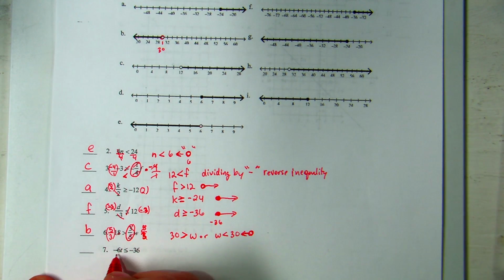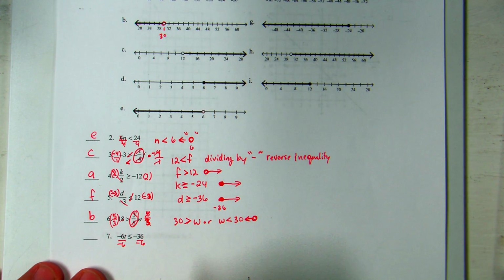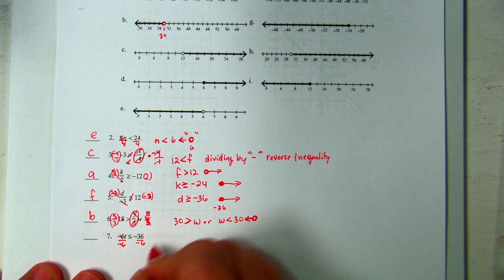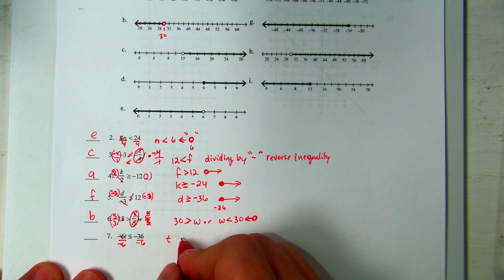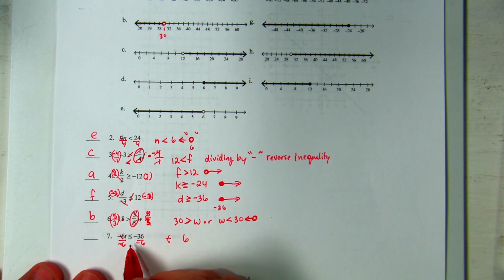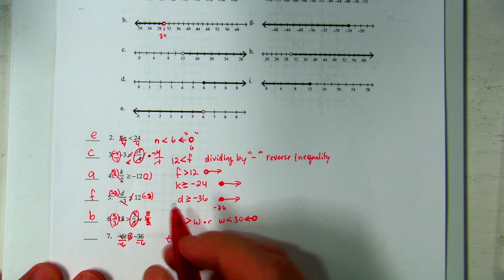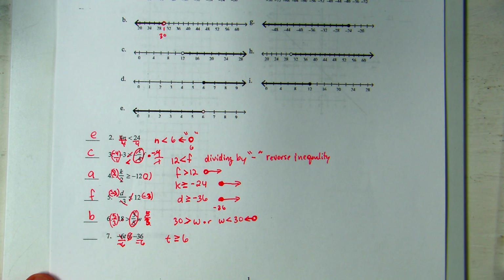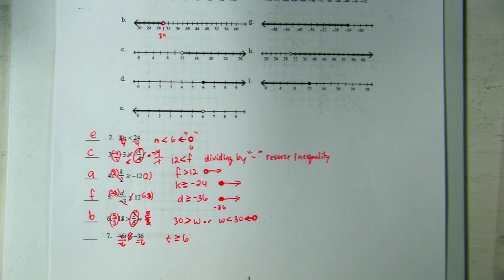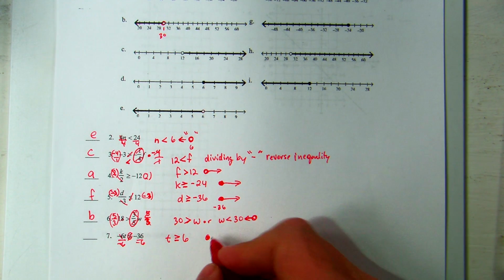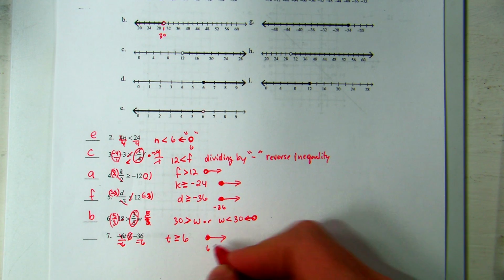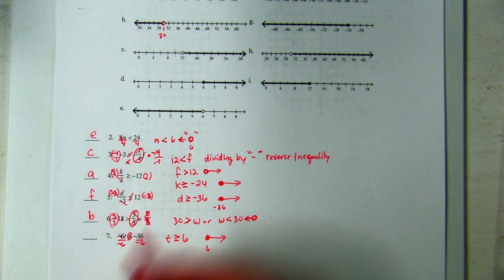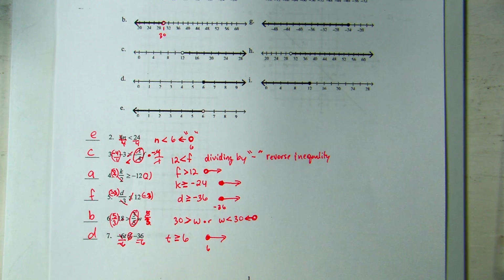And the last one, divide by -6, divide by -6. And we will have T. -36 divided by -36 is 6, but we divided by a negative, so our sign has to change. Our inequality has to reverse. So we're greater than or equal to 6, a solid dot, and we're going to the right, and we have a positive 6. So, yes, D is the answer to number 7.